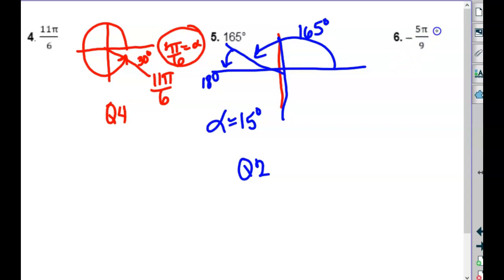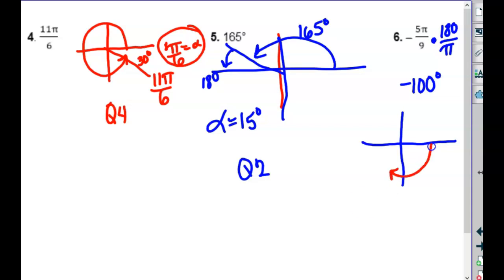All right, negative 5 pi over 9 is also not a nice one. So we're going to multiply by 180 over pi because we think in degrees best. Negative 100, anybody type in that for me? The pi's divide out, so it's 5 times 180 divided by 9. Okay, so negative 100 would put me in what quadrant? Quadrant 3, right? But what's the reference angle? 4 pi over 9.